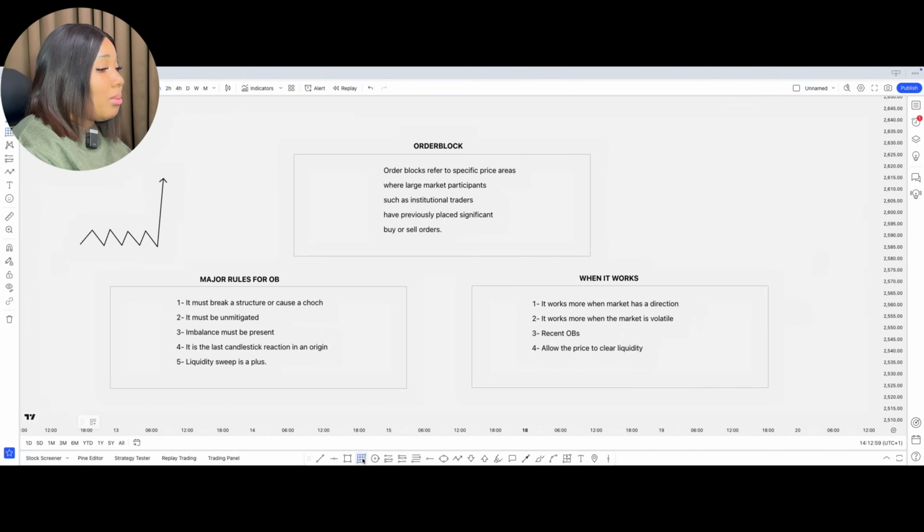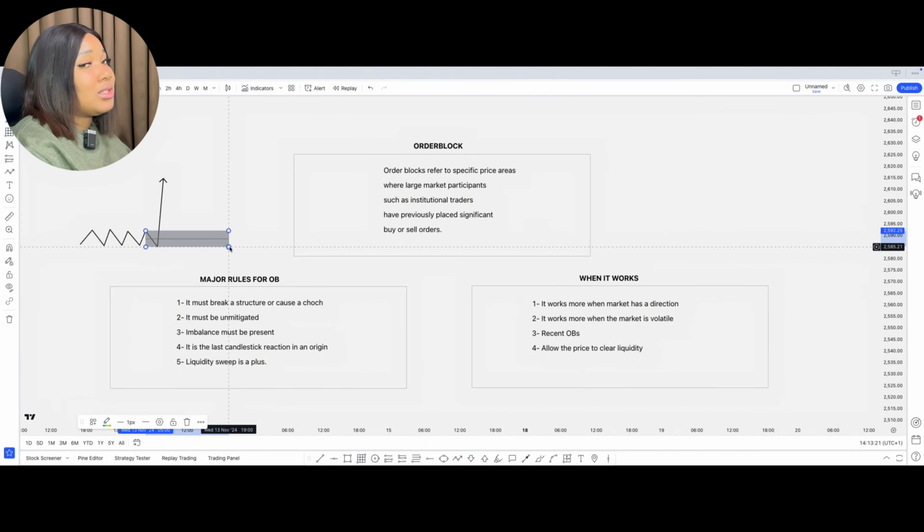But if you want to map out your order block, you need to look for the last candlestick inside the consolidation. That is inside the origin. You look for the last candlestick reaction. It can be a bullish candlestick, it can be a bearish candlestick. So just look for the last candlestick before the movement that caused the order block. That is what you map out from the opening to the closing and extend it, because that will be your trap. When we go to the chart, you'll understand clearer.